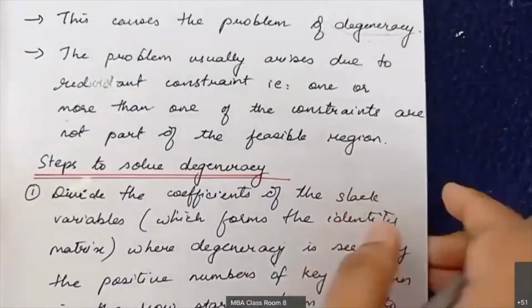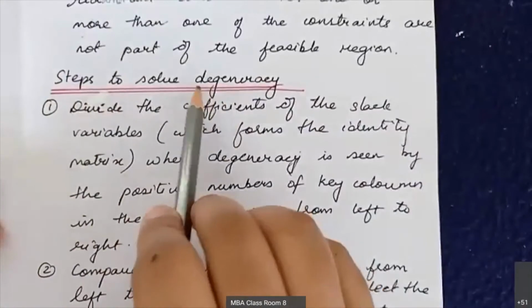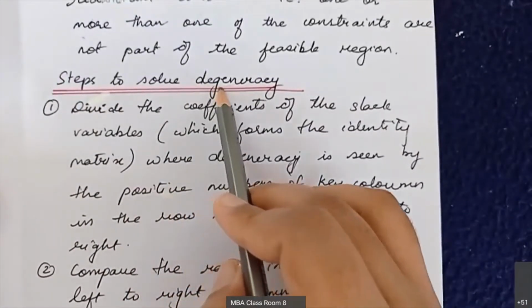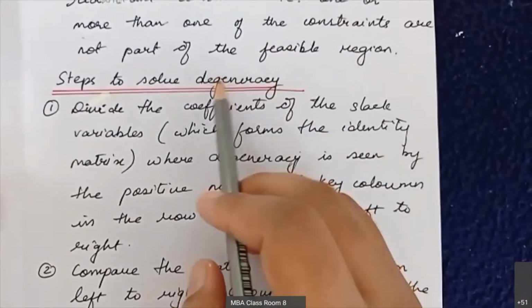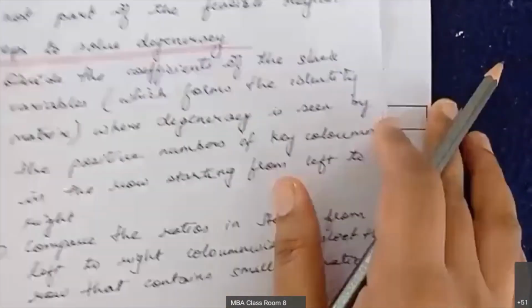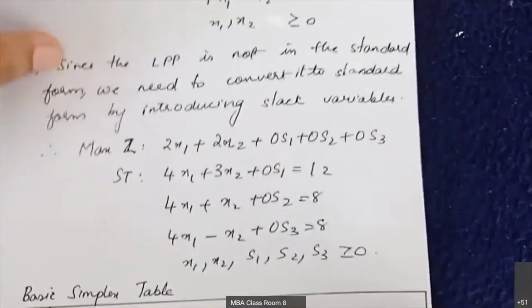Now there are steps to solve a degeneracy problem. It is not as simple as the previous case when we decided arbitrarily or gave more preference to decision variables. It is not so easy in this case. So we'll solve it using a problem. Hope it is clear till now.